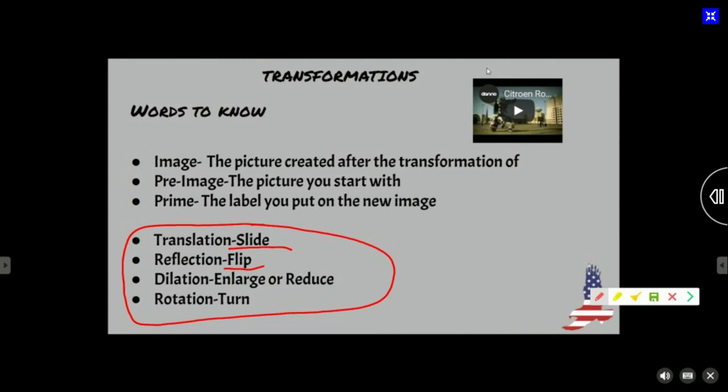Dilation. Has anybody ever had their eyes dilated? It's funky, isn't it? Your pupils just get really big, right? It's like you don't even see your eyes anymore. All you see is that big pupil. A dilation is when something grows or shrinks. It doesn't move up, doesn't move down, doesn't flip, doesn't turn. It just stays exactly as it is, and it gets bigger or it gets smaller.